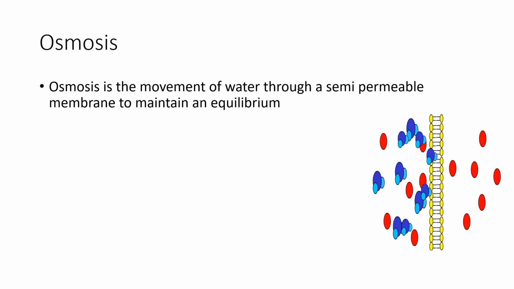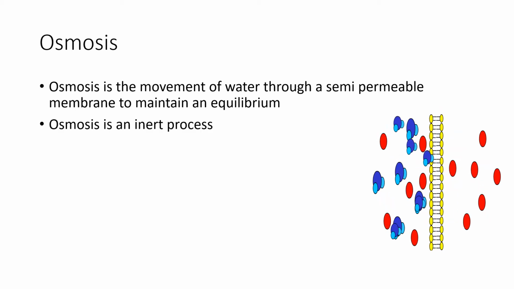They'll be things like your big sugar molecules, your big protein molecules that are too big to move through. The water is quite small, so it's able to pass through. And by moving through, it's balancing out. So there's 4 waters on each side now, and 6 red dots on each side. So that's your equilibrium. Osmosis itself is an inert process. It'll just happen itself. It doesn't need any energy, it doesn't need any force or anything to do it. As long as there's a concentration gradient across a semi-permeable membrane, water will move.